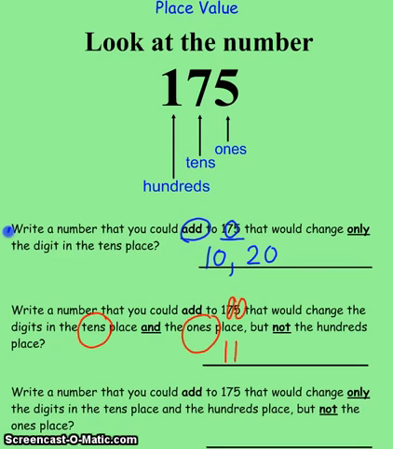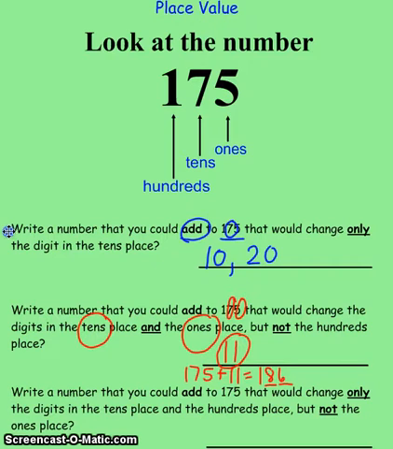Then they can write underneath to make sure they're explaining their thinking. 175 plus 11 equals 186. This way they can also see that the tens place and the ones place changed in their answer. So 11 works.